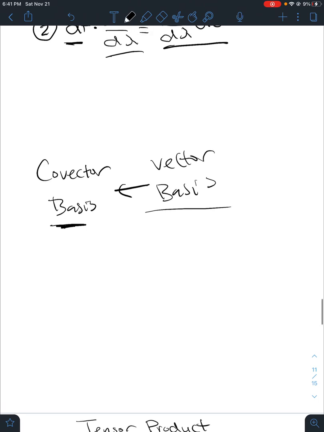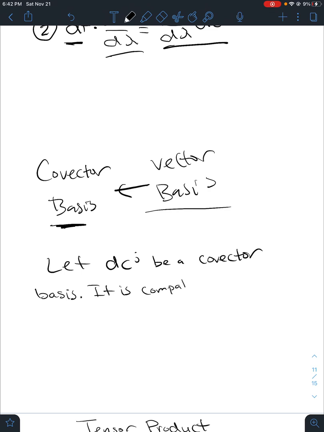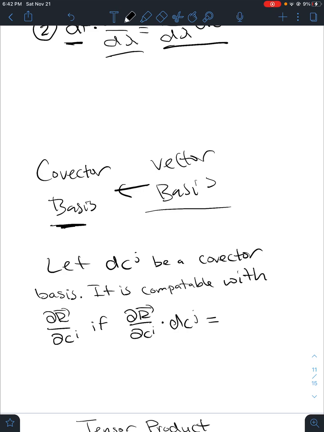Well, let dc^j be a covector basis. It is compatible with partial r over partial c^i if partial r over partial c^i dotted with dc^j equals the Kronecker delta.